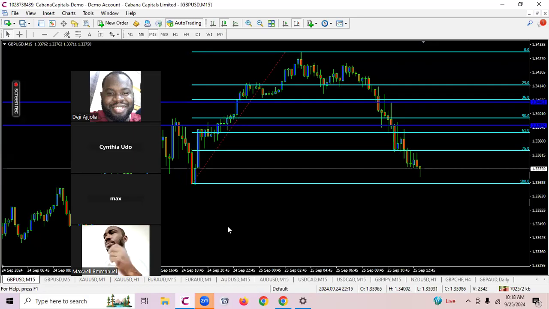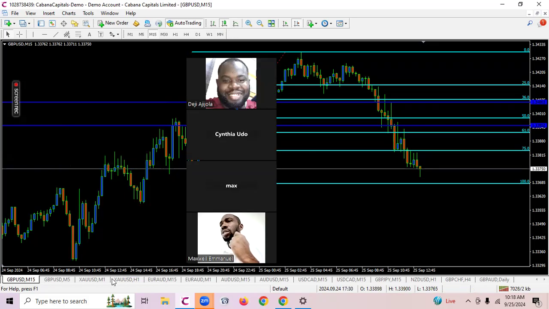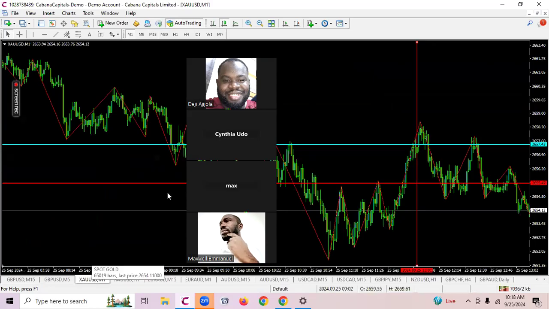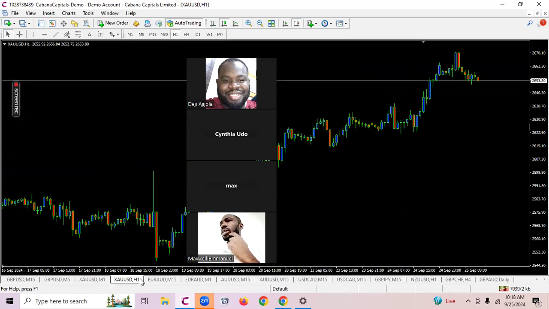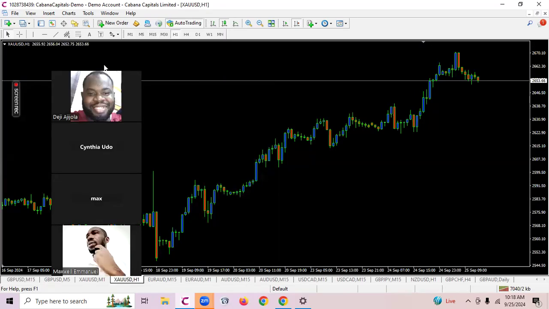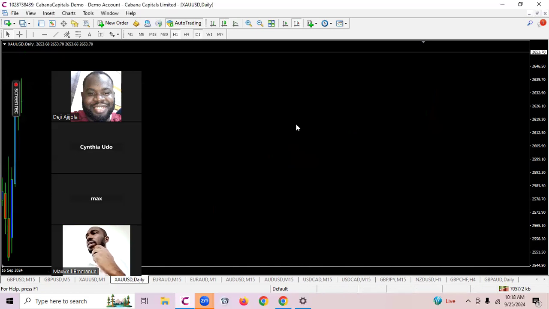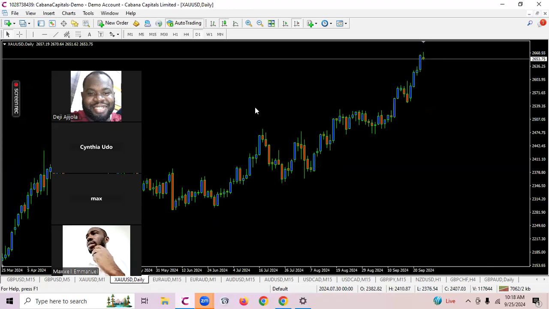That will be gold. Someone said we should look at gold. My bias for gold today is bearish. So let's start with the daily. Yesterday's candle was strongly bullish. Gold was bullish all through yesterday.